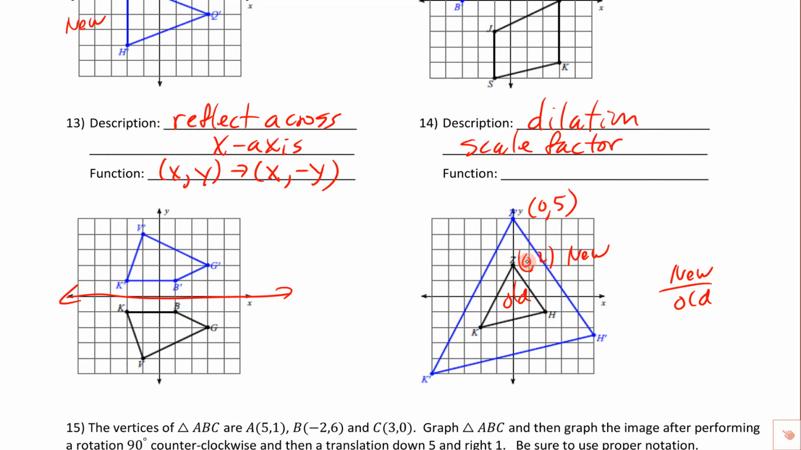Now we couldn't do the zeros because they don't change at all. But the new one is 5. The old one is 2. So this is going to be a scale factor of 5/2. And then the function, again, always starts out with (x, y). And then all we do on this one is we multiply each one of the coordinates by that scale factor. So this is (5/2 x, 5/2 y), and we're all set to go there.